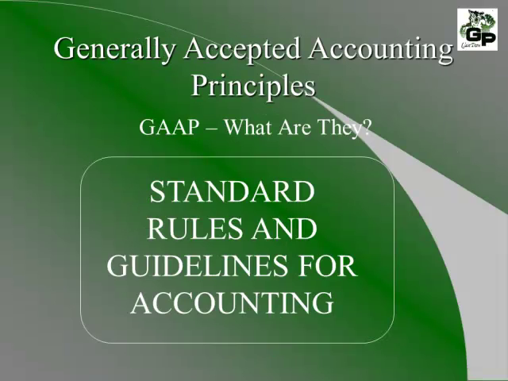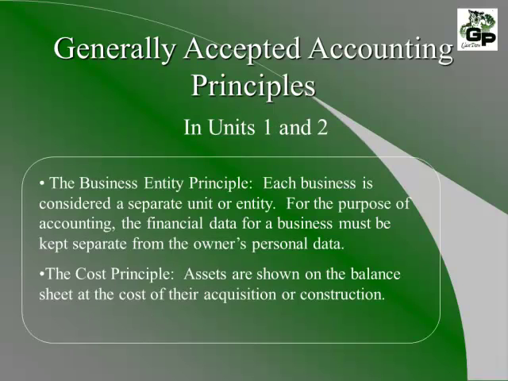So what are generally accepted accounting principles? These are standard rules and guidelines for accounting. The first of these principles is the business entity principle. Each business is considered a separate unit or entity. For the purpose of accounting, the financial data for a business must be kept separate from the owner's personal data. The cost principle shows that assets are shown on the balance sheet at a cost of their acquisition or construction.